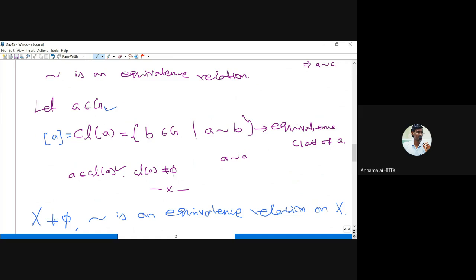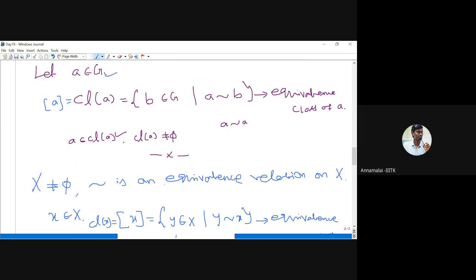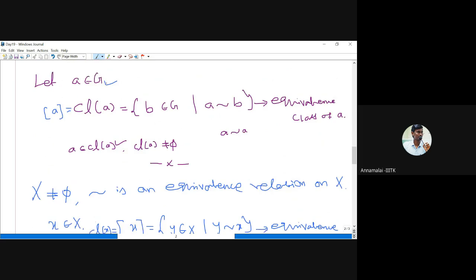The properties of equivalence classes we already discussed as a general result. So any equivalence class of a is always a non-empty set. If we have two equivalence classes, CL of a is either equal to CL of b, or, sorry, the intersection CL of a intersection CL of b is empty. And if we take the union of all the CL of a, we get the whole group G. So G is the union of CL of a, where a in G. Okay.